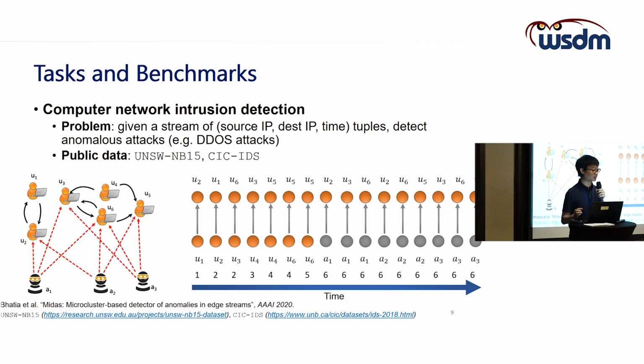This kind of attack is of quite some interest, especially in industry. And here are some of the public datasets. There are various public datasets, but these two are the ones that are recommended because they have ground truth anomalies, they are reasonably large, and they also avoid some of the issues of the other datasets. So basically, here's how the dataset looks. We have these source and destination IPs, happening over time, and our goal is to detect a set of attackers.